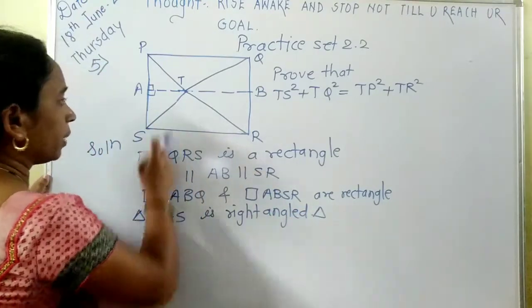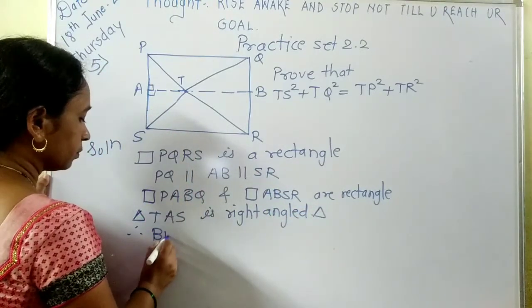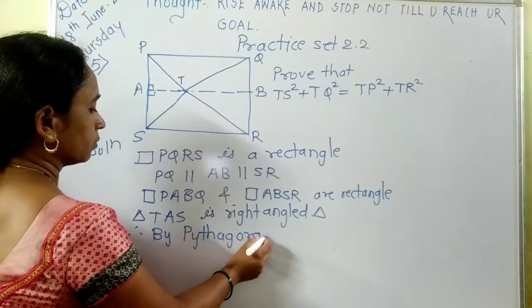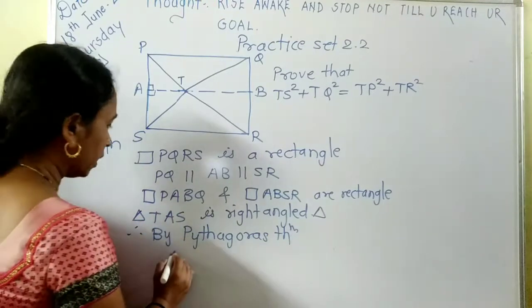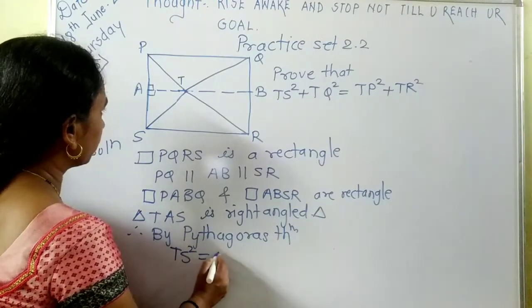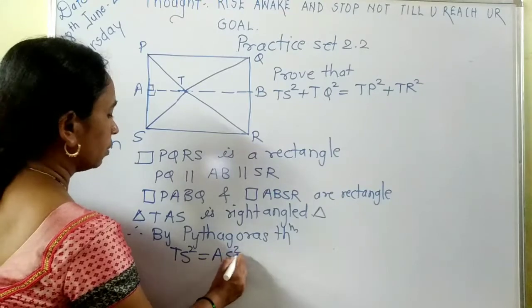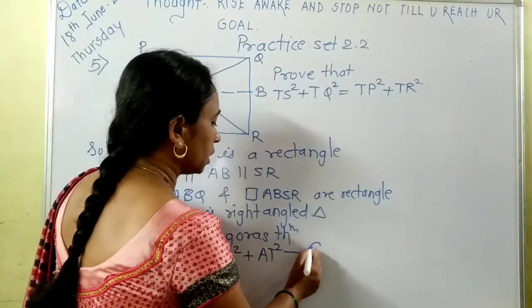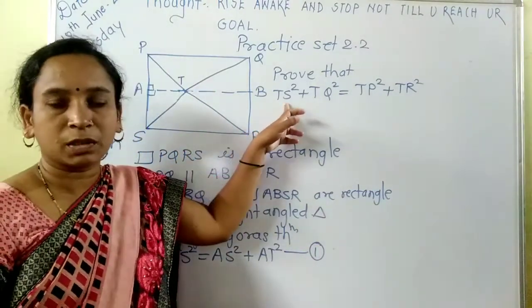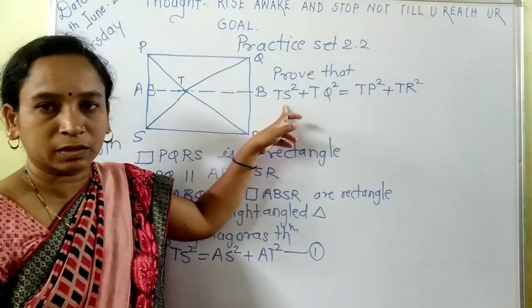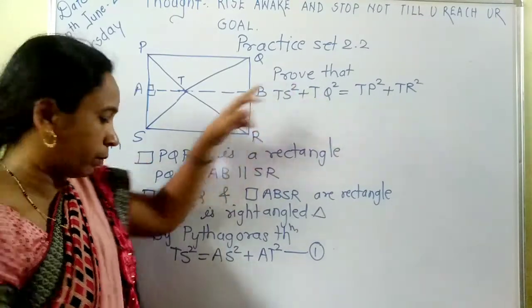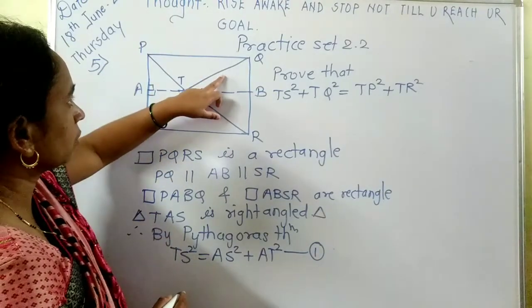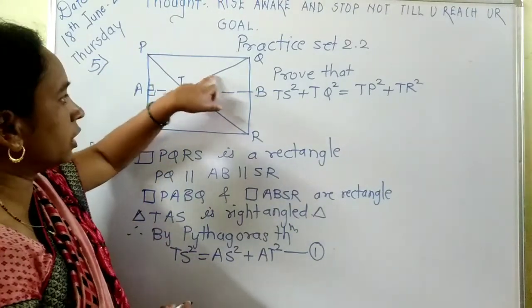So we will get by Pythagoras theorem, TS square is equal to AS square plus AT square. So this is my first equation. Observe here. From this first equation, I will get the value of TS square. Now we will go for TQ square. For this, I have to choose another triangle.